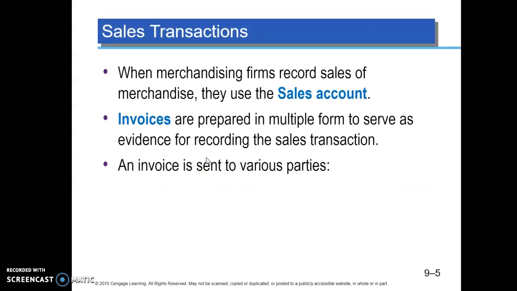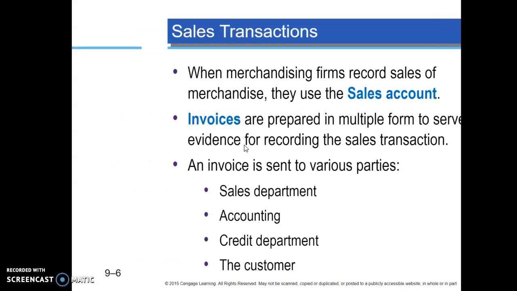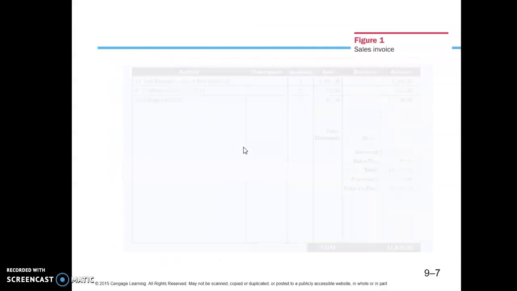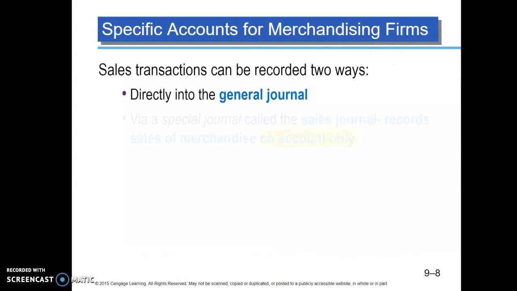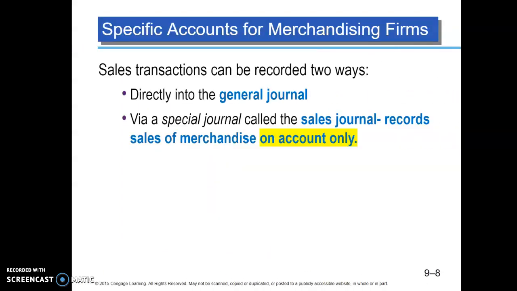If we sell merchandise, we're going to use an account called our sales account. You guys obviously know what invoices are, so we're going to buzz through this. Again, there are different ways to record transactions. What we've been practicing through the whole textbook so far is a general journal. Any transaction can go into a general journal. What we're going to start talking about now is our special journals.